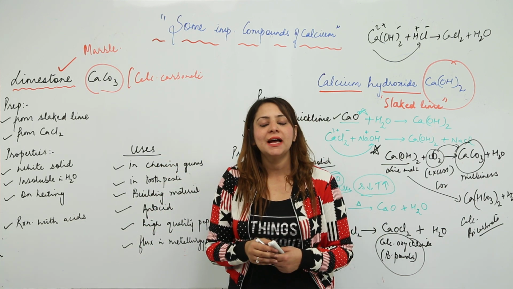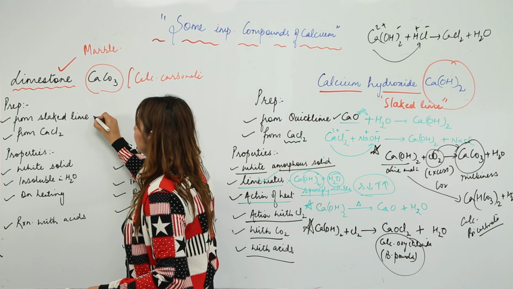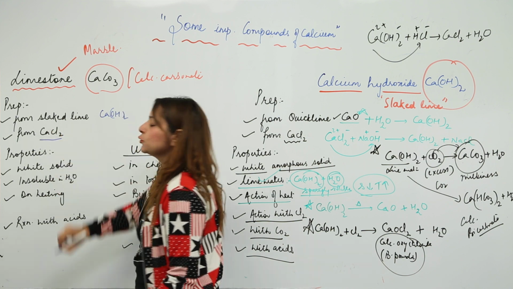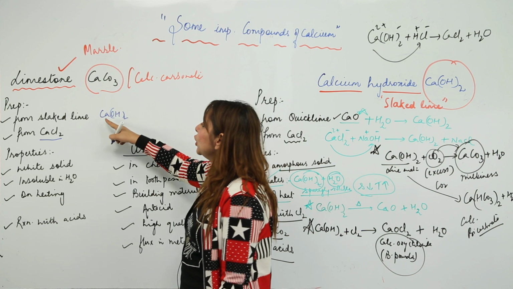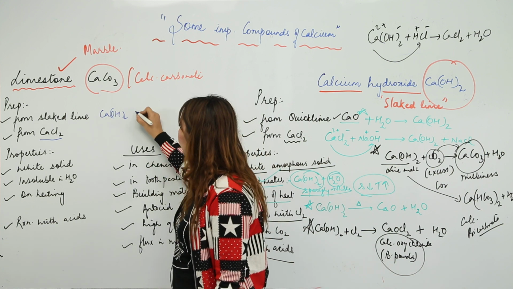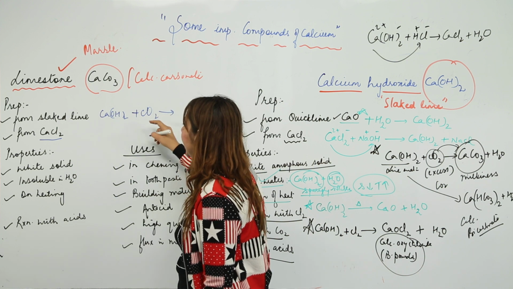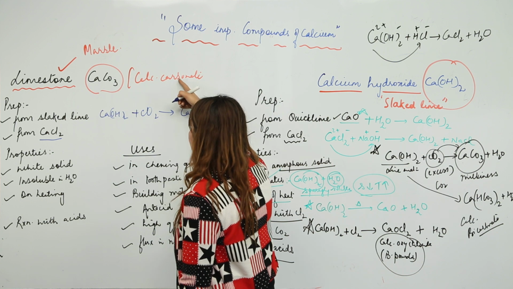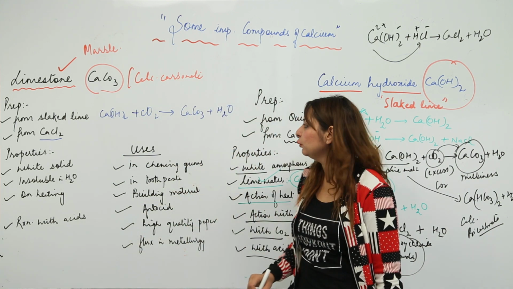So the first thing is how we can prepare this marble. Marble is prepared by using slaked lime, which is calcium hydroxide, and also by use of calcium chloride. Let us prepare it first by using the slaked lime. You have slaked lime, Ca(OH)2. You need to pass carbon dioxide gas through it, and when you do that, you get calcium carbonate, which is limestone, which we were looking for, and along with that we get water.